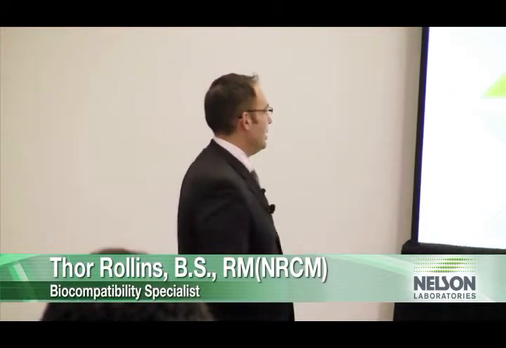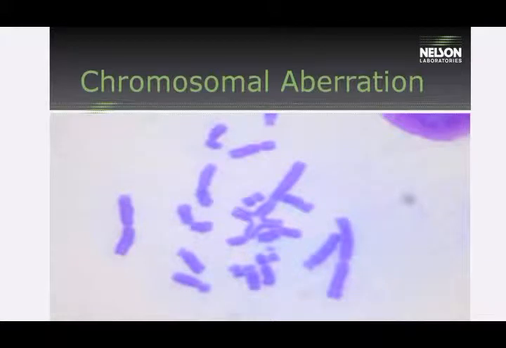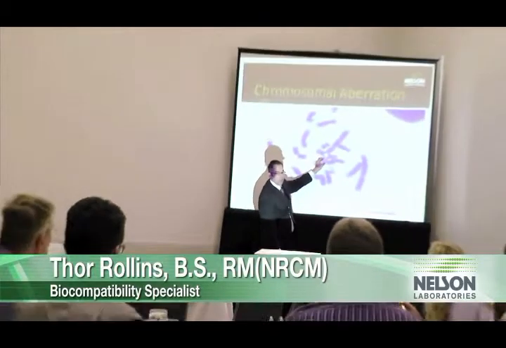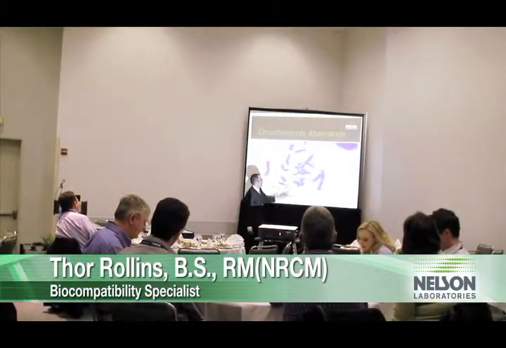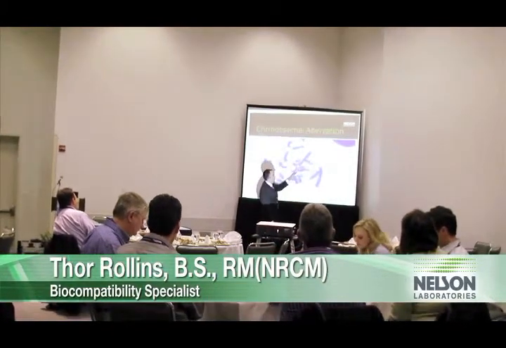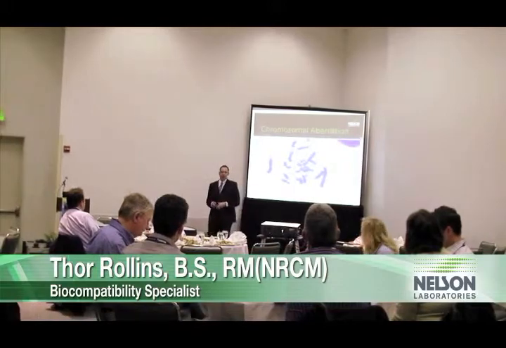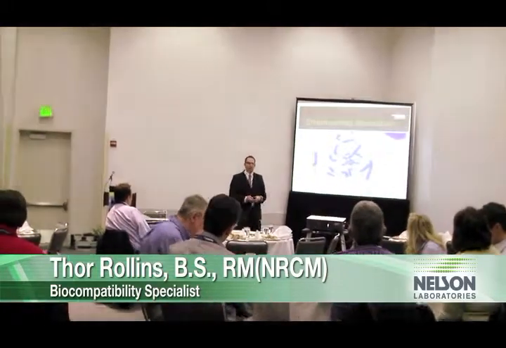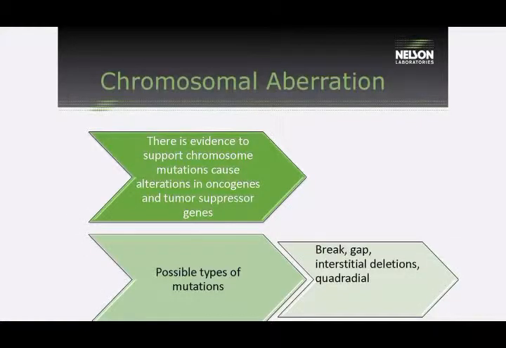And what we're looking for is aberrations. Some of the possible aberrations we're looking for are breaks, gaps, or insertions. The one that's very evident here is this quad-looking thing right here. That's a quadriradial. Two normal-looking chromosomes have broken apart and formed with two other ones. So it should be looking like this one right here, but it's formed this four-star-looking one. So that's an aberration.